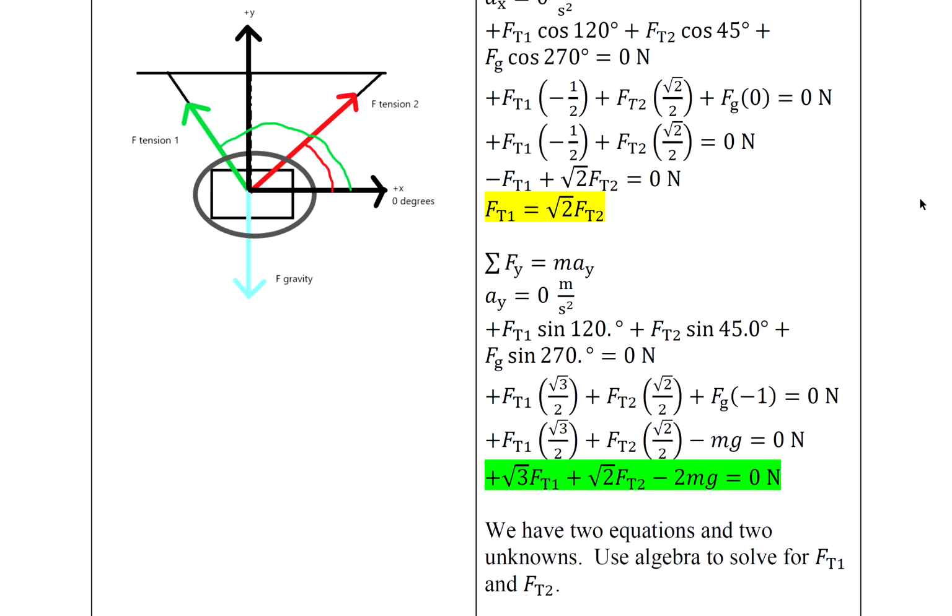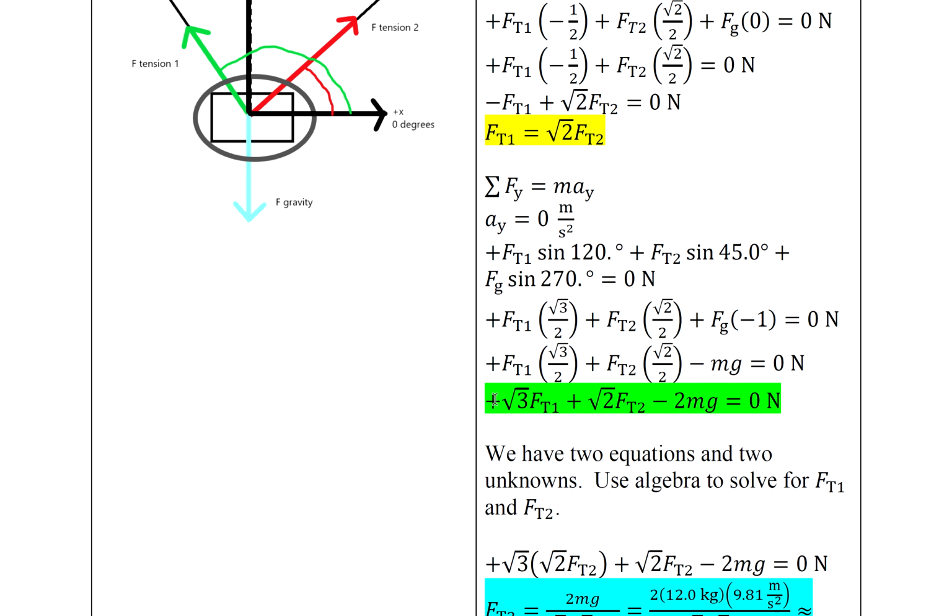Sigma F sub y equals ma sub y. A sub y is 0 because this block is not moving up and down. We have these three forces equaling 0 newtons. So now we have this relationship here.